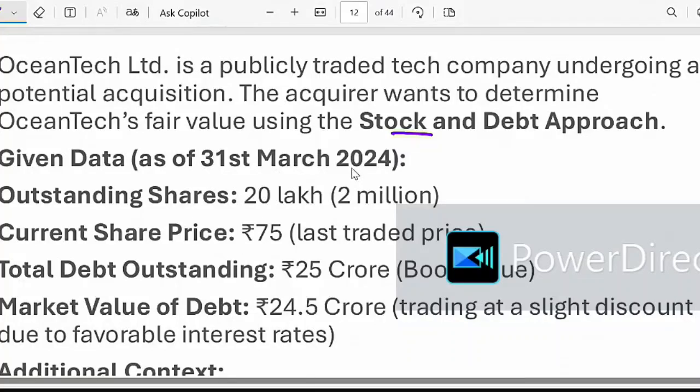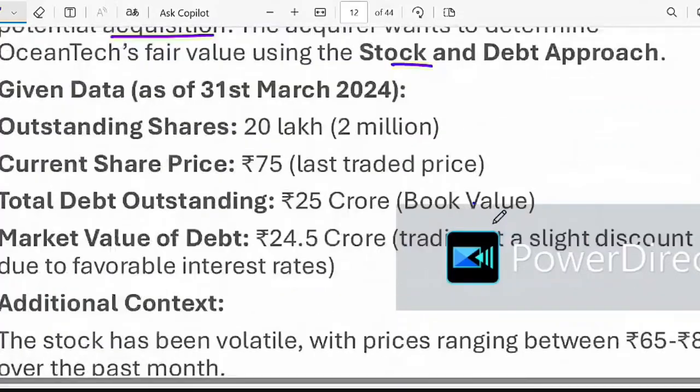So let's talk about Ocean Tech, right? Ocean Tech Limited is a technological company being considered for acquisition. They are going for acquisition. The acquiring company wants to use a stock and debt approach to value it, right? Some data has been given to you: the outstanding share is 20 lakh for this company.